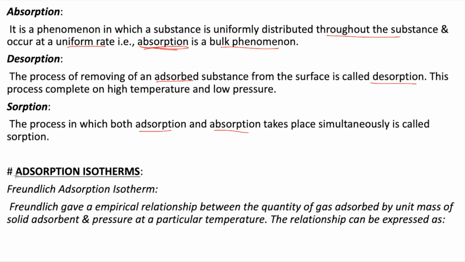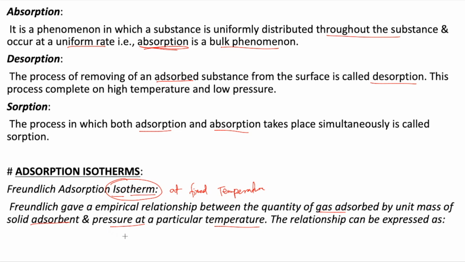Now we study adsorption on the basis of different isotherms. There are various isotherms which we have to study. The first one is the Freundlich adsorption isotherm. Freundlich gave an empirical relationship between the quantity of gas adsorbed by unit mass of solid adsorbent and pressure at a particular temperature. Understand that these are called isotherms because they are always calculated at fixed temperature. That's why they are called iso, meaning same, and therm, meaning temperature.